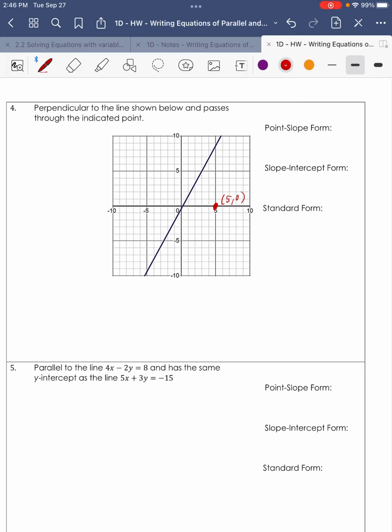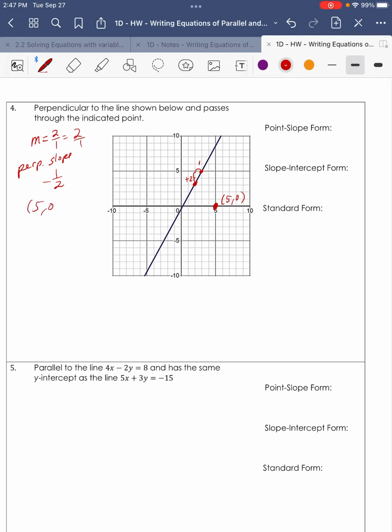So we're going to first find the slope. So I'm going to pick 2 points. So pick those 2 points to be up 2, to the right 1. So 2 over 1 is your slope, which is 2. And perpendicular, so the perpendicular slope is going to be the flip of 2 over 1, which is 1 over 2. And it was positive, so it'll become negative.